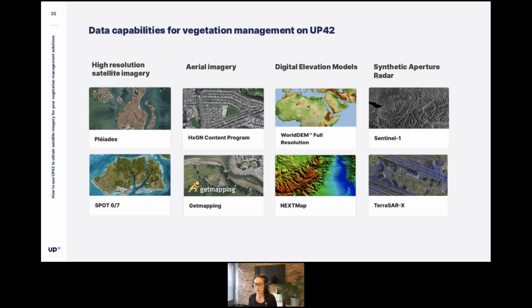We also have aerial imagery for deeper assessment of the finer-tuned details of your analysis. We also offer DEMs, which could be useful in validating your analytics results, such as comparing tree heights or heights of infrastructure, such as power lines. And we also have synthetic aperture radar data, which could be useful for ground displacement studies to supplement your analysis.